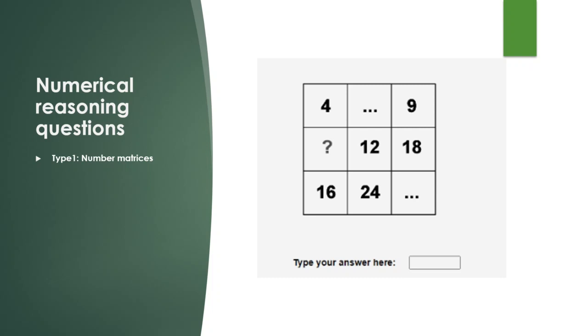Yes, the correct answer is 8. We can see that 18 is twice as much as 9, and the answer should be twice as much as 4. So the correct answer is 8. In order to check the answer, we can compare the horizontal pairs. For example, 24 is 1.5 times of 16, so the correct answer should be 1.5 times less than 16. Therefore, after dividing 16 by 1.5, we can get the same answer as 8.